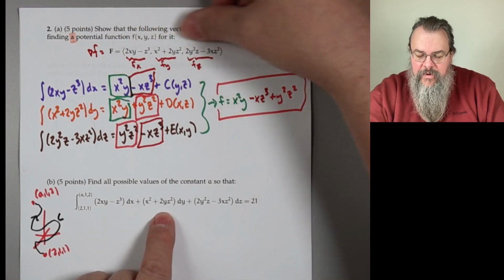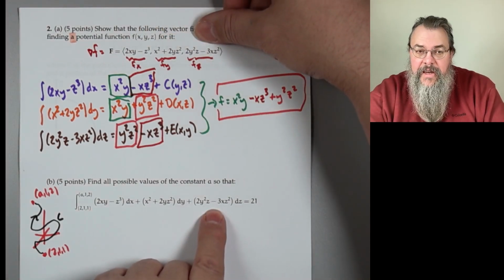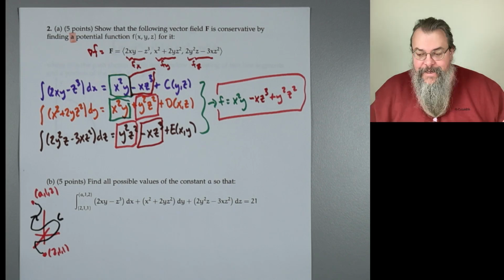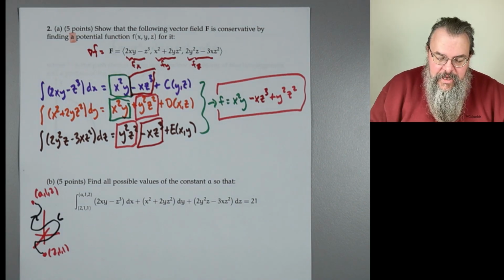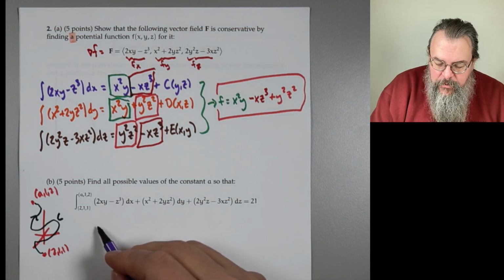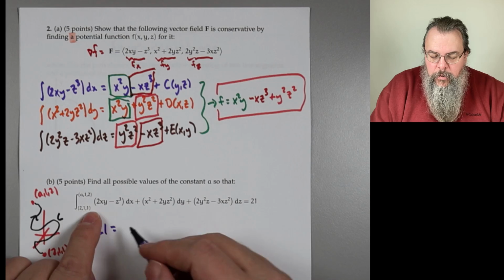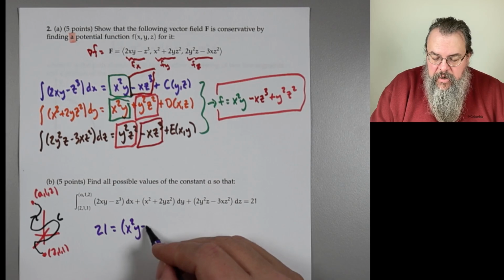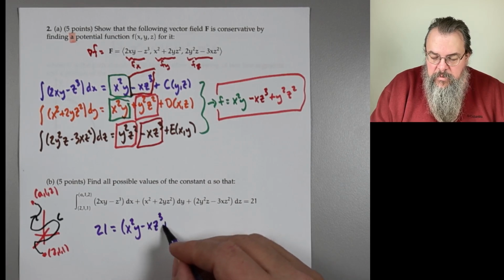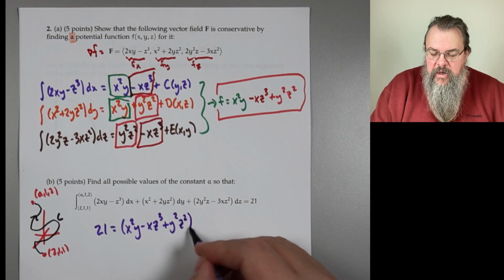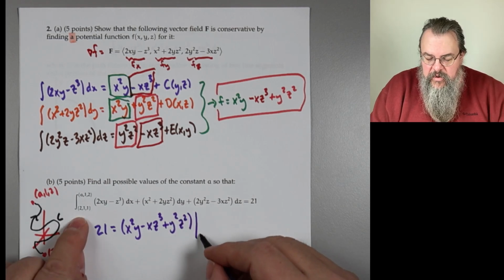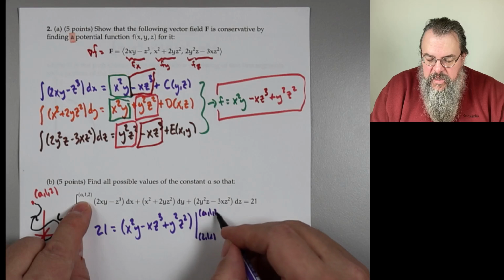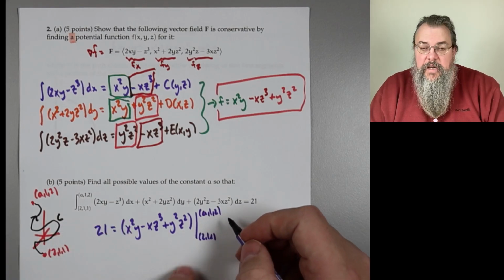X squared plus 2yz squared, 2x squared z minus 3xz squared. So we're like, hey, fundamental theorem of line integrals. This is equal to, on this side, 21, we can find the potential function, x squared y minus xz cubed plus y squared z squared, and then we evaluate start and stop. So we're going to plug in where we stop, subtract, plug in where we start.